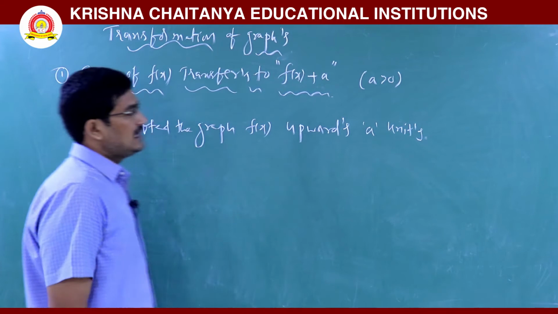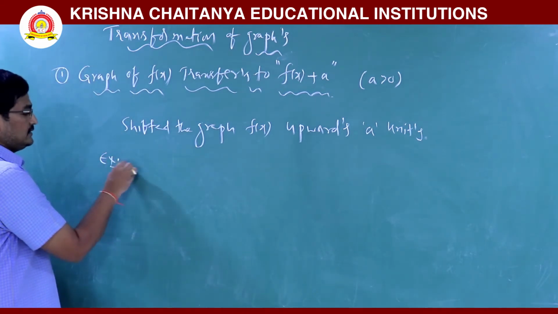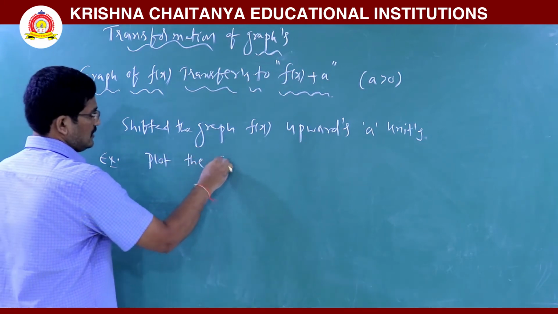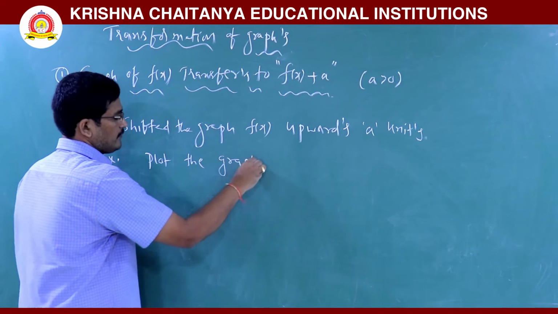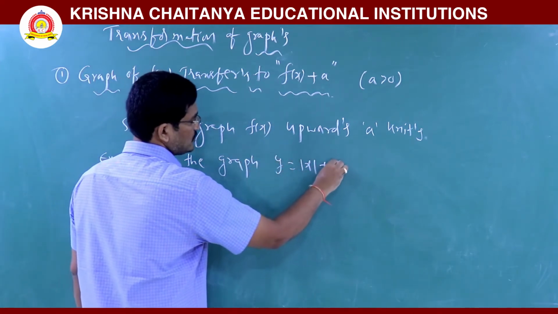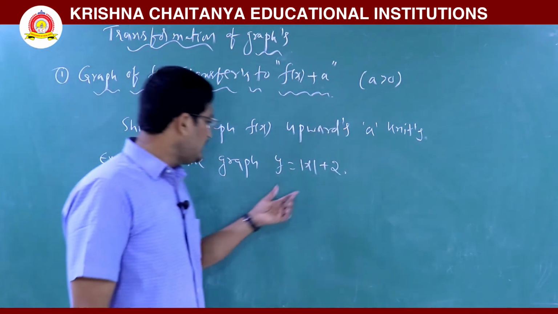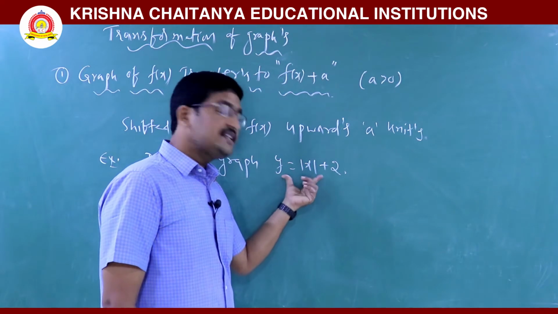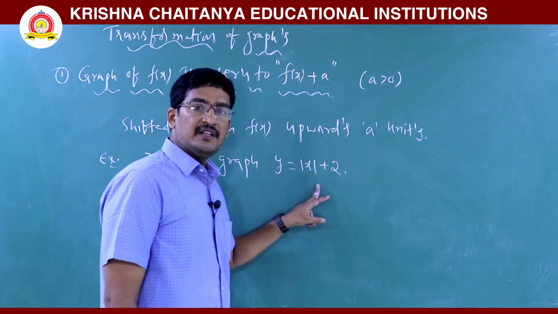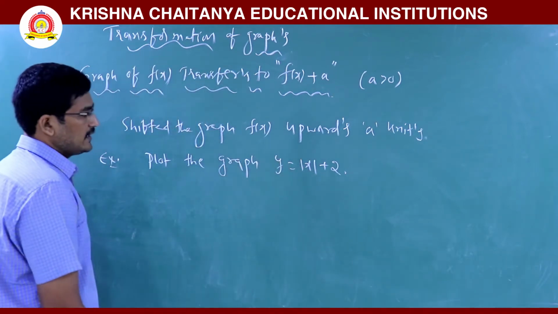How is it? I am taking one example here. Plot the curve, graph y is equal to mod x plus 2. You need the graph of this one now. To get the graph of this one, first you have to draw the mod x curve. Mod x curve first you have to draw.